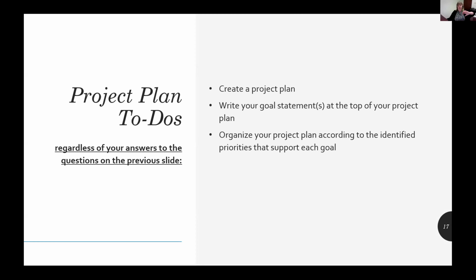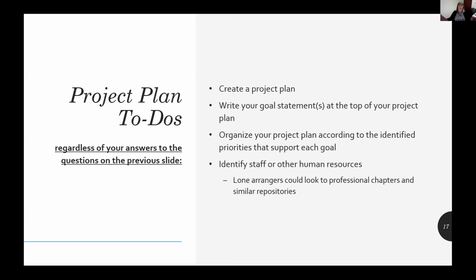And then your priorities that you identified will be listed under that goal statement and how you're going to meet those goal statements. Again, don't forget about the who and what their roles are going to be within your project plan. If you're a lone arranger, definitely look towards, besides the ArchivesSpace community, your professional chapters, particularly local ones, where you might have an opportunity to meet other users face-to-face.